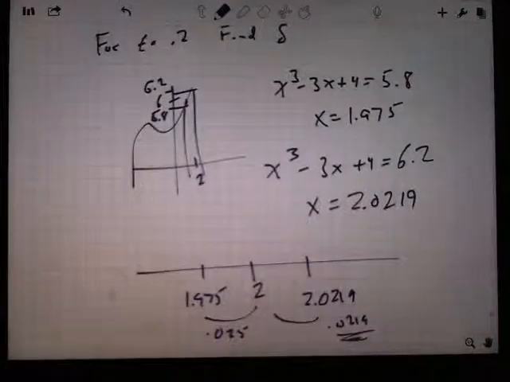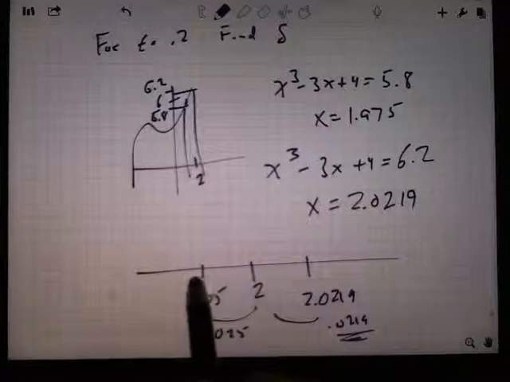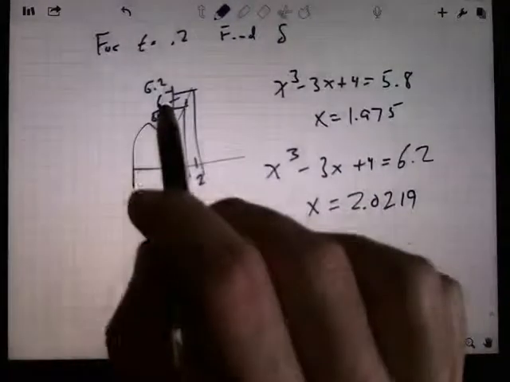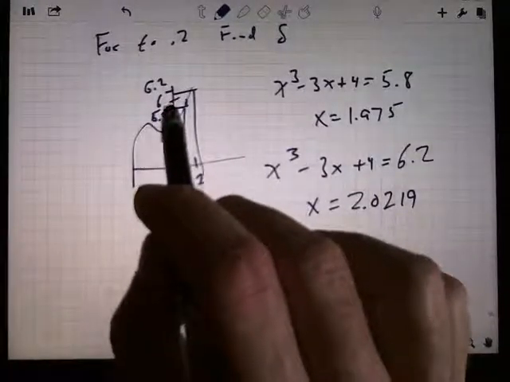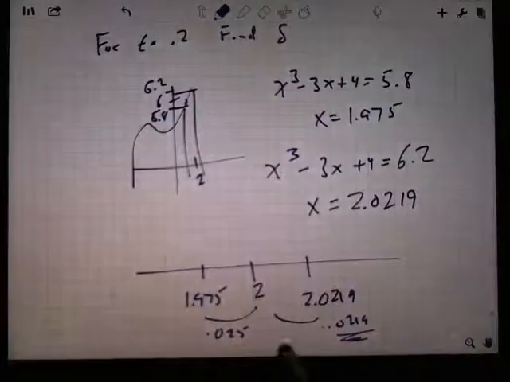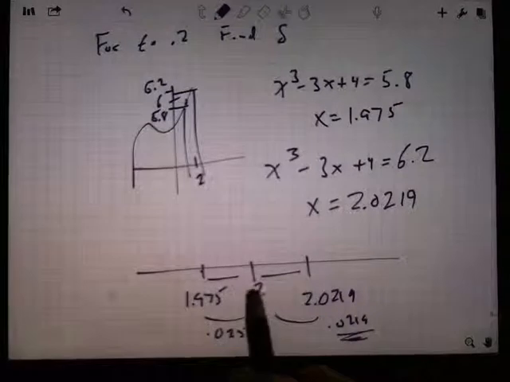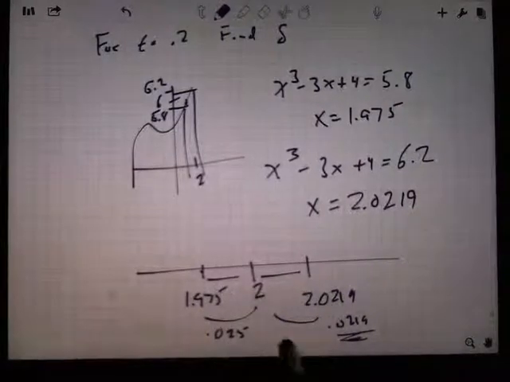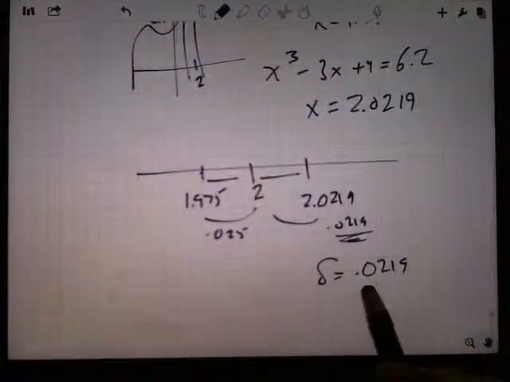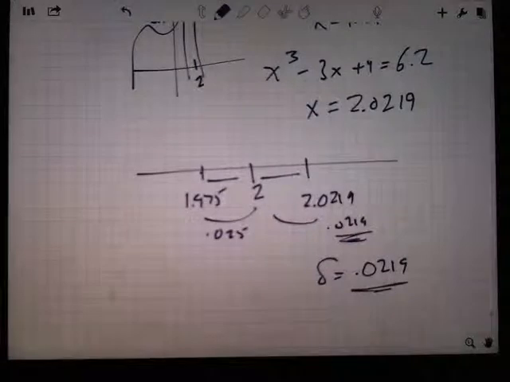If they give you an epsilon, you've got to figure out what x values work. So find the left point and the right point by plugging in L plus epsilon and L minus epsilon, solving for x. Once you've got those two, calculate those two lengths. How far away are they from the point you're interested in? Whichever one is closer, the smaller value, that's what you want to be delta.